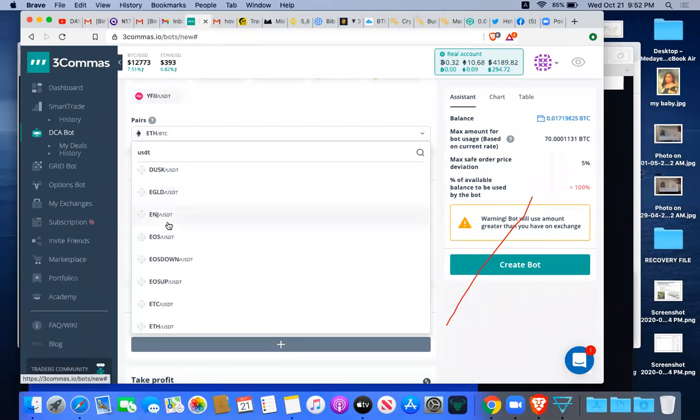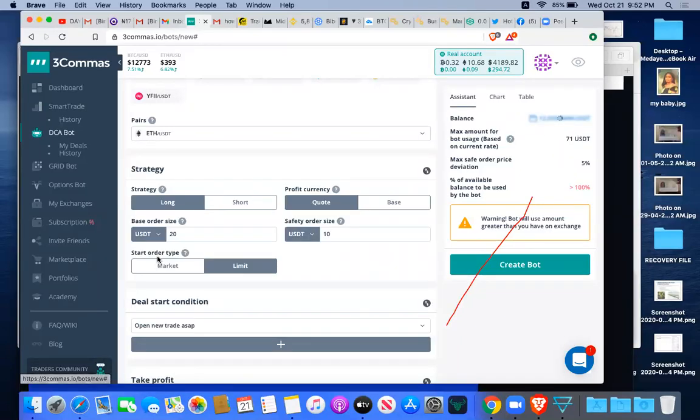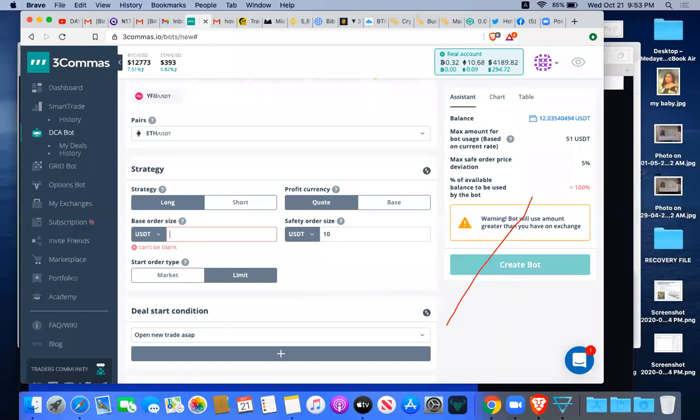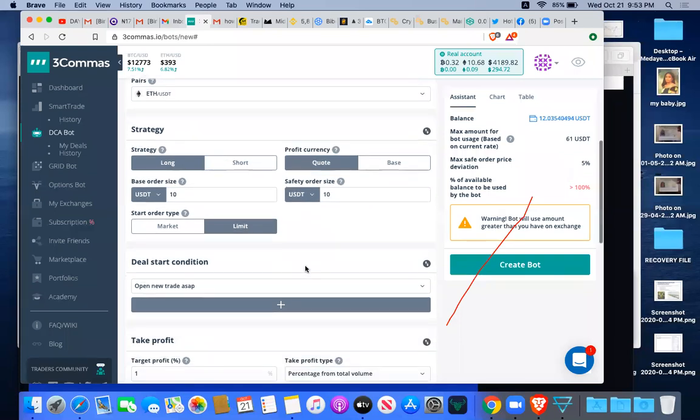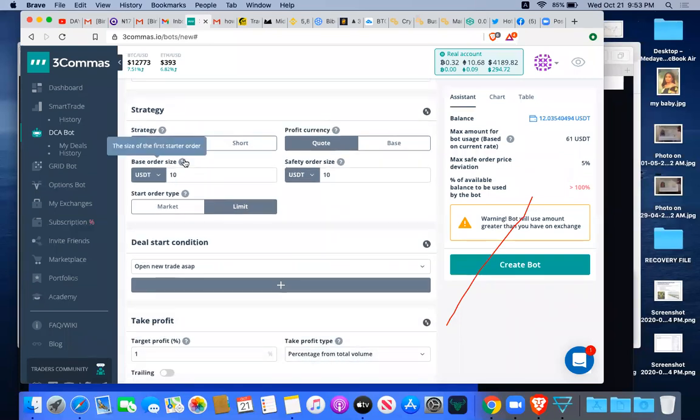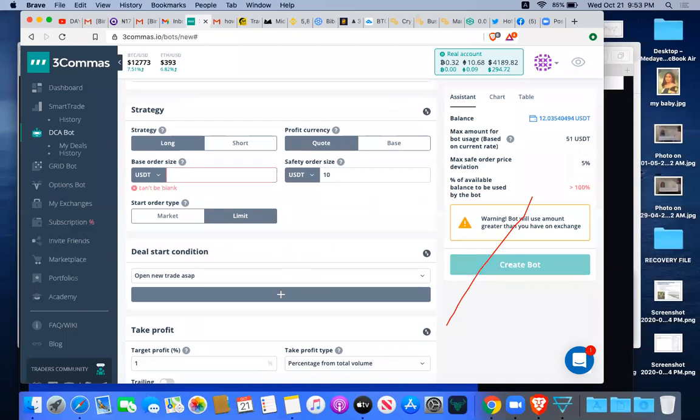All right, this is ETH USDT. So I'm going long for Ethereum. How much? The first one was the size. So just $10, I'm just doing an instance. The total money I have is $61. Or I can say the first order you buy for me, buy $30.